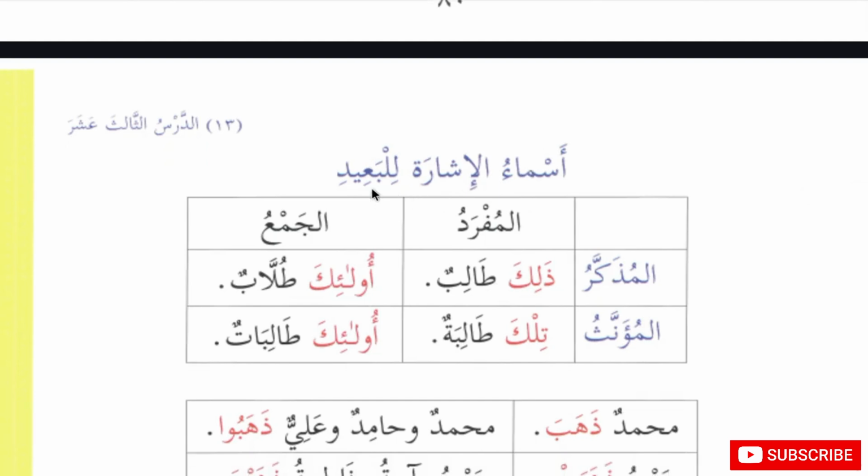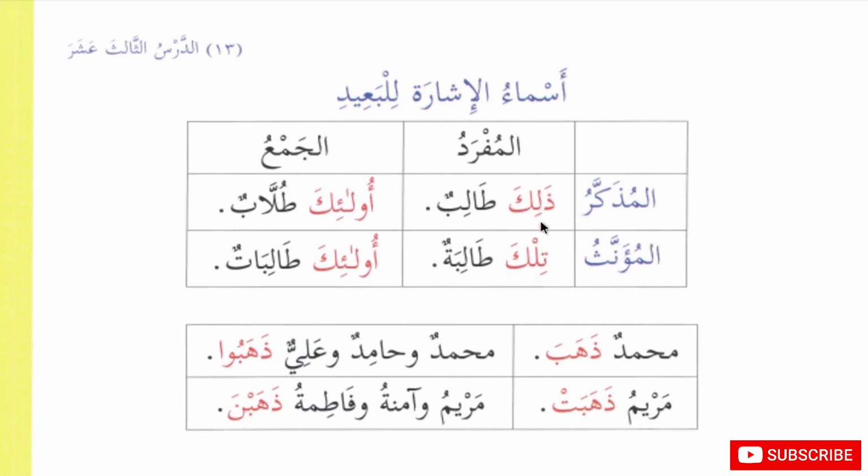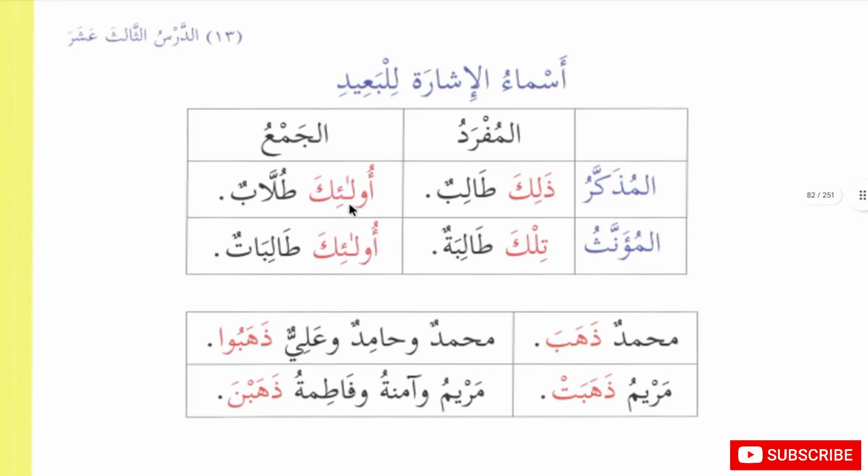أسماء الإشارة للبعيد. So these are the demonstrative pronouns for things that are far. المذكر, males: ذلك. تلك, مؤنث, feminine: تلك for far away. أولئك, those. أولئك, those far away. أولئك طلاب, طالبات. So for female nouns, for those that are human, you just add the alif and ta at the end. So طالب becomes طالبات. For the male ones, it differs.